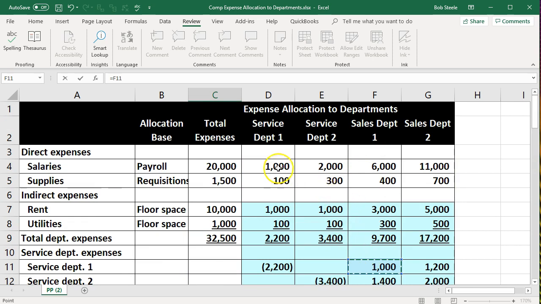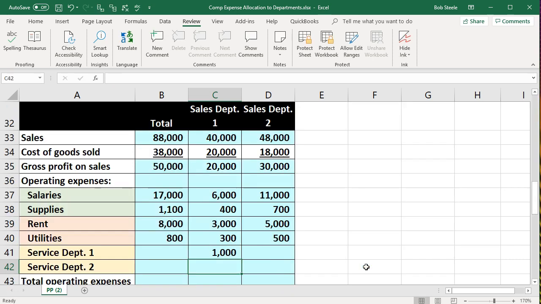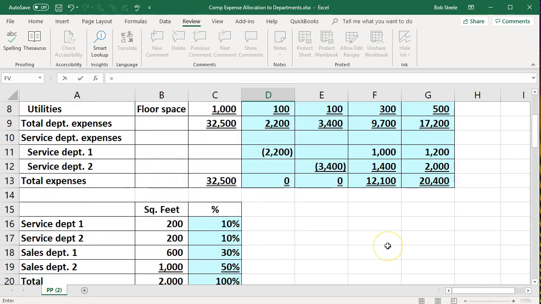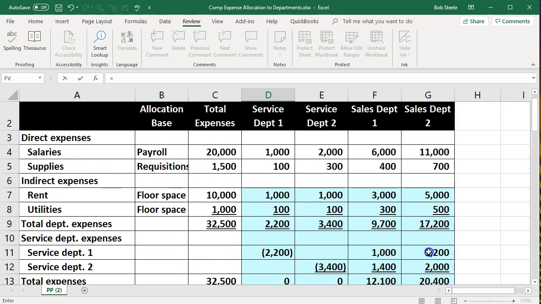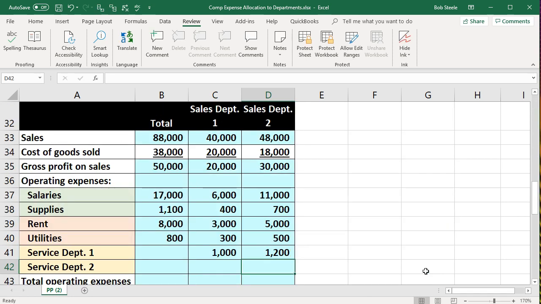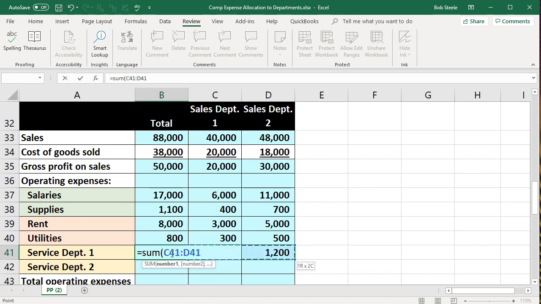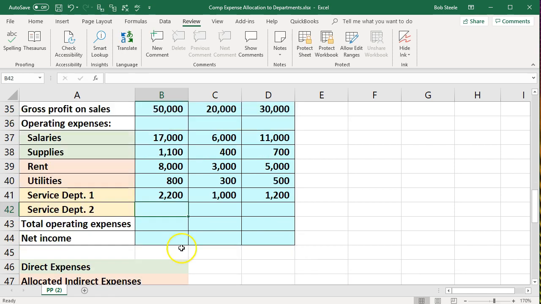So now all the costs here, we now broke out, and now we're allocating for service department 1. All of these costs are here. We're breaking them out to sales department 1, the service department 1 to sales department 1 here, and then the other side going to sales department 2. So that's going to be this number. And if we sum that up, we'll get the total service department cost that is allocated to the sales department.